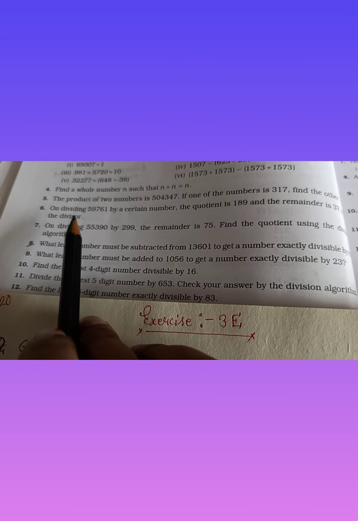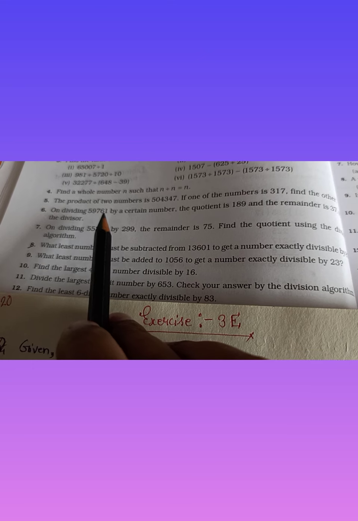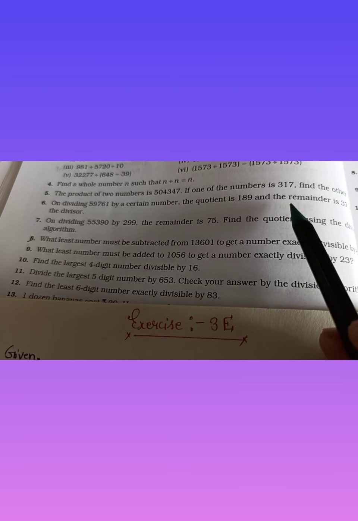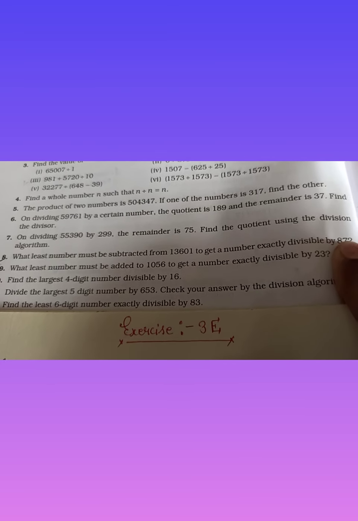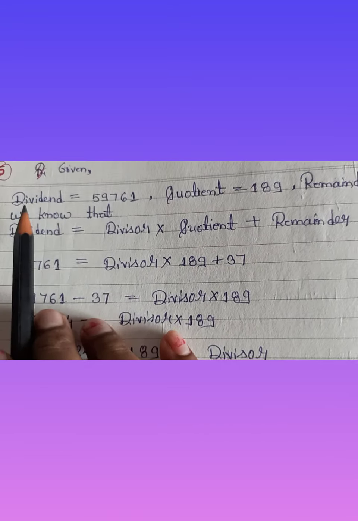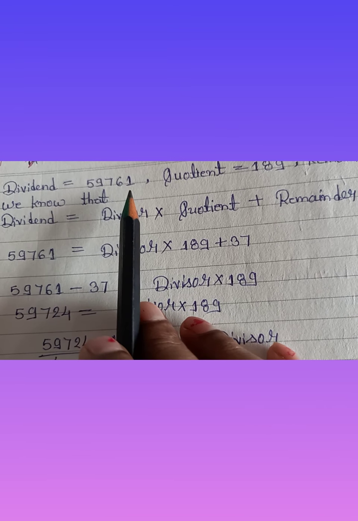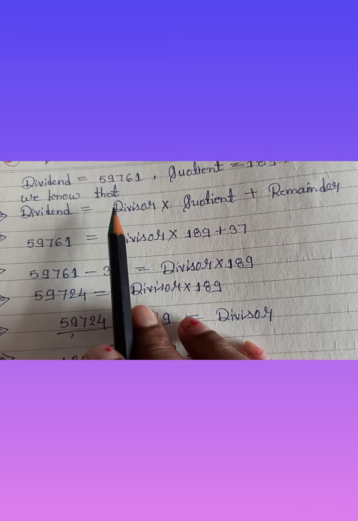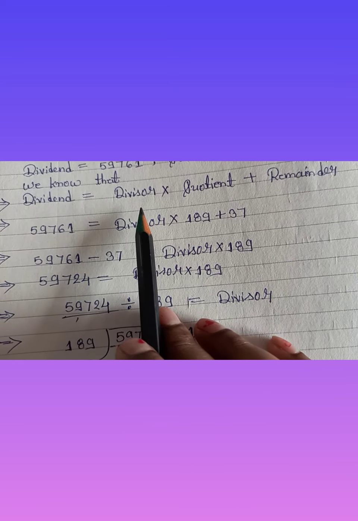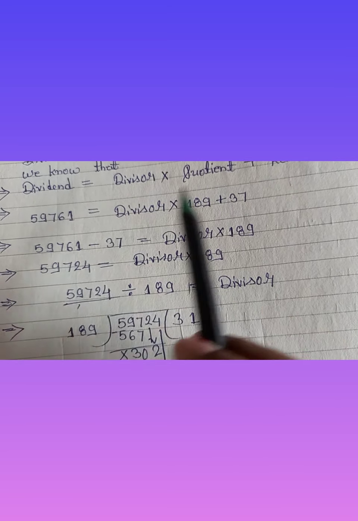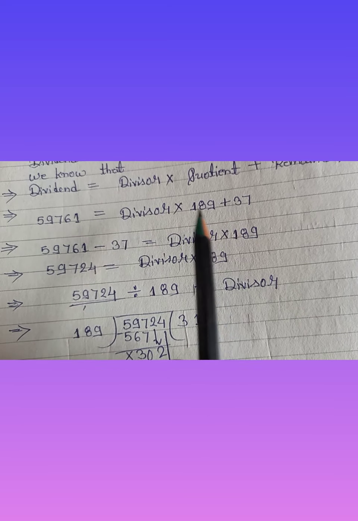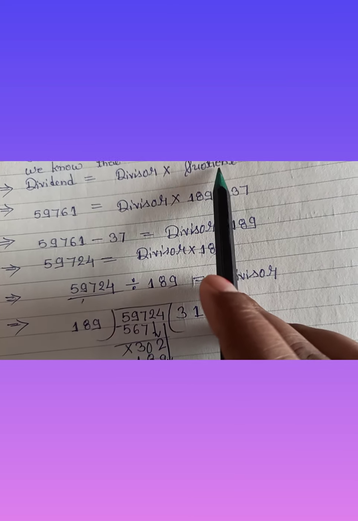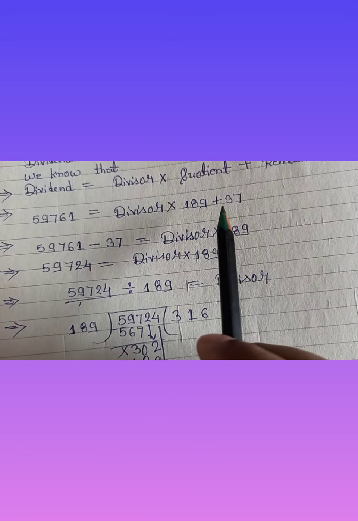Question number 6. On dividing 59,761 by a certain number, the quotient is 189 and the remainder is 37. Find the divisor. So we have dividend 59,761, quotient 189, remainder 37, and we know the formula: dividend is equal to divisor multiplied by quotient plus remainder. So we put the values of the given numbers. Dividend is 59,761, divisor we don't know, quotient is 189 and remainder 37.